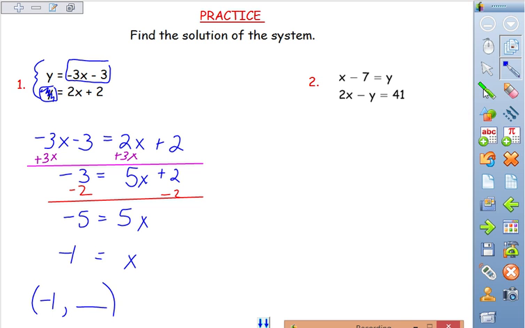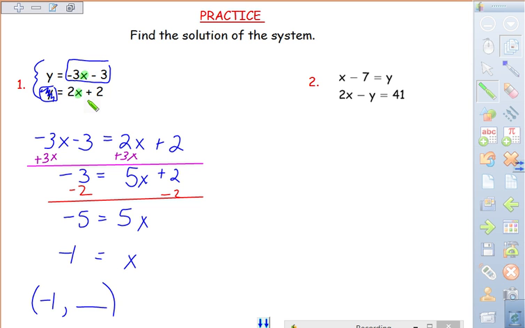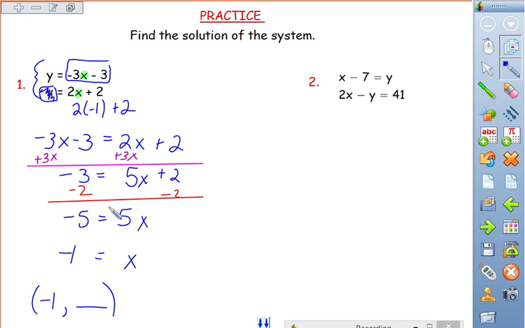We need to find the second half of our answer. So we know what x is. So we can either plug it in the top box for x, or we could plug it in the bottom. I think the bottom might work a little better because I don't have to deal with so many negatives. So 2 times negative 1 is negative 2, plus 2 gives me a 0.